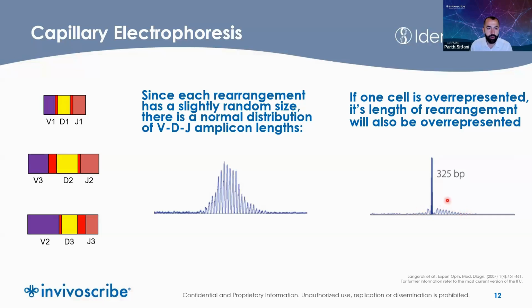Now, we can still see that bell-shaped curve here in the positive example on the right side of your screen. However, we also see that when one cell is overrepresented, that cell's rearrangement size, let's say it's B cell Y, if this is 325 base pairs long, then what we will find is a direct connection between this and this rearrangement size being overrepresented here when we saw that B cell Y was a very highly represented population of cells.